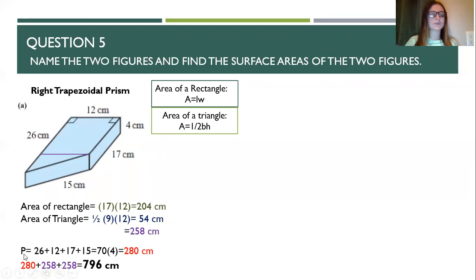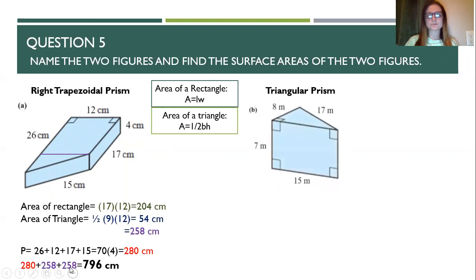And then we will do 280 plus 258 and 258 again, since we have two sides of our surface areas, and that is equal to 796. So that is our surface area for that one. And then we have a triangular prism, as you can see right here.